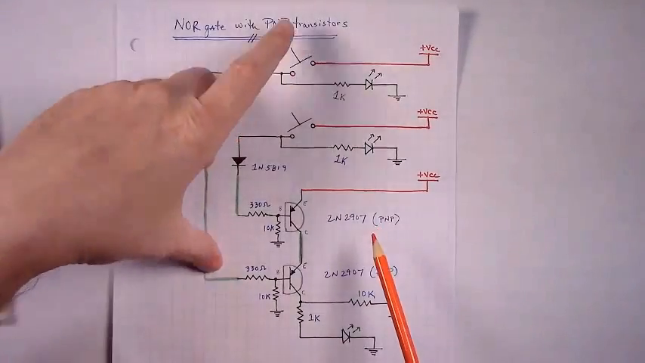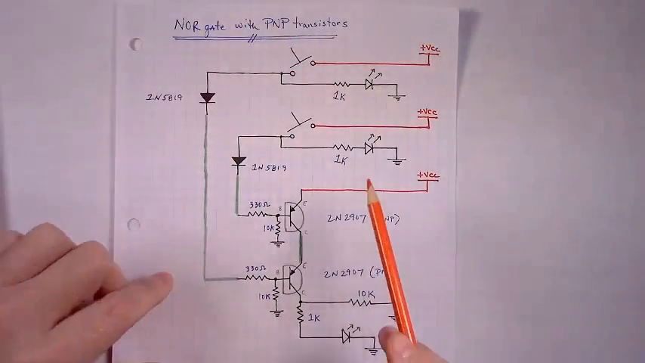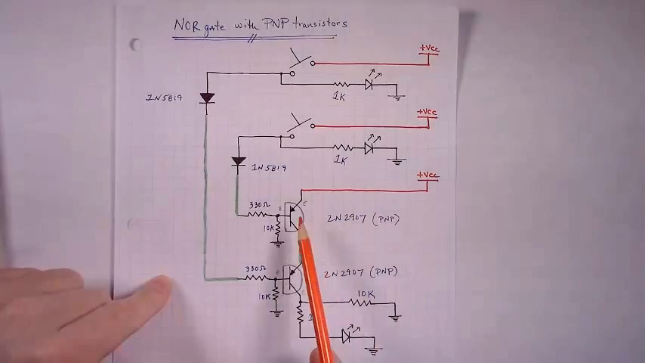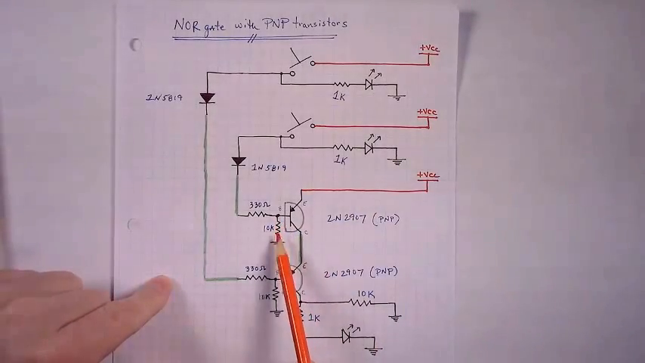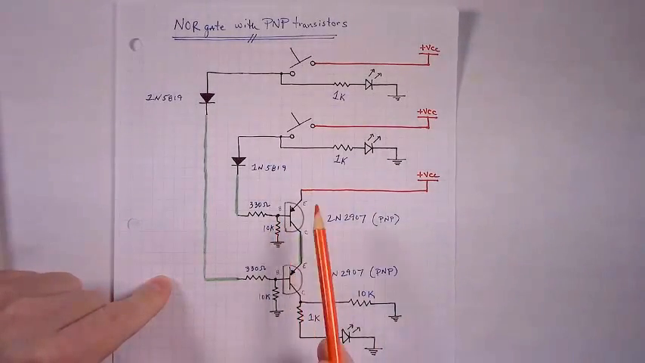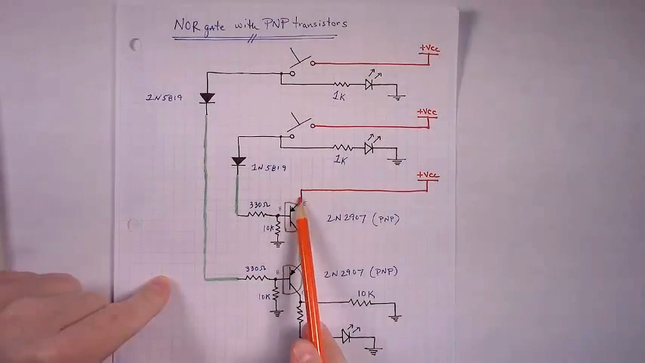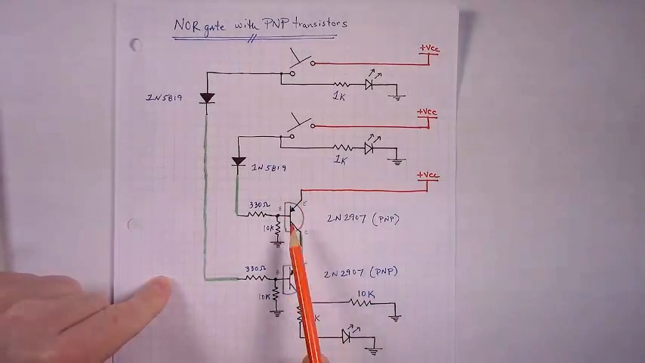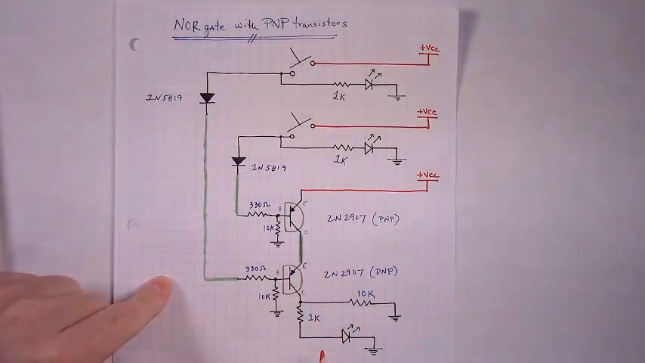But all that happens, a quick run through, is when neither of the momentary buttons is pushed, the base of the PNPs, both of them, is pulled 0.6, 0.7 volts lower than the VCC rail that's sitting at their emitters. So they conduct, lighting up the output indicator LED.